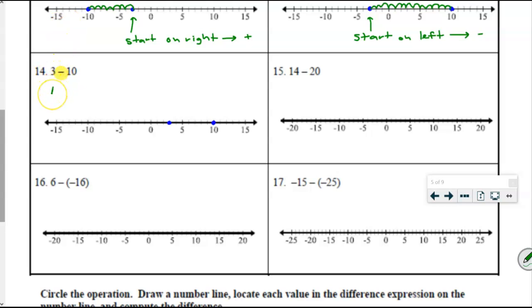As I was checking the room and checking to see how good your answers were and your models, I saw a lot of students skipping this. You have to put an arrow on where you start. You have to show me where we're starting.